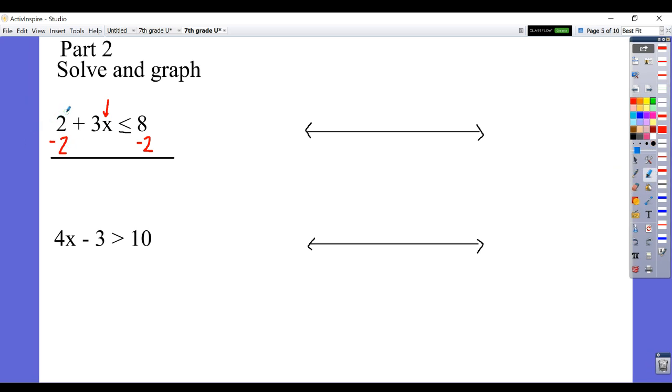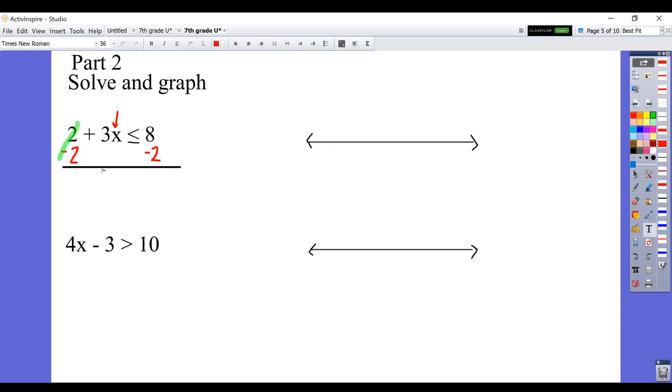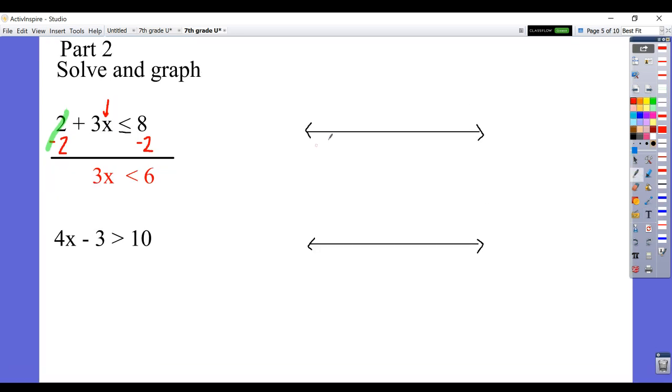When you do that, this creates a 0 right there. So it zeroes out, which is what we want, and we get 3x. Our less than or equal to sign stays as is, and 8 minus 2 is 6. I want to make sure I bring down that less than or equal to part of it too. Okay. So now we know 3 times a number has to be less than or equal to 6. So the opposite operation to multiplying by 3 is dividing by 3.